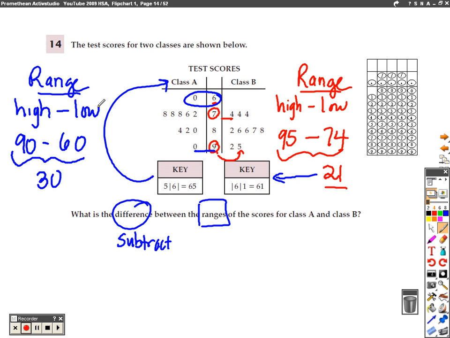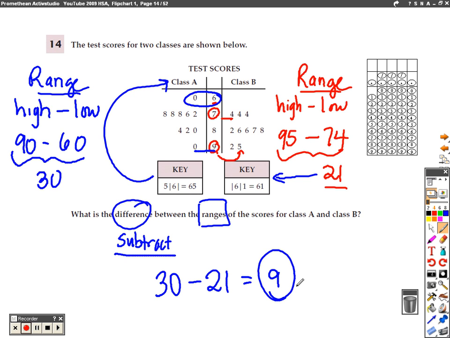But we're not done with the problem because it asks us to find the difference, so that again tells us to subtract between the ranges. So we're going to take the range for class A, which was 30. We're going to subtract the range for class B, which is 21, and 30 minus 21 gives us a difference between the ranges of 9.